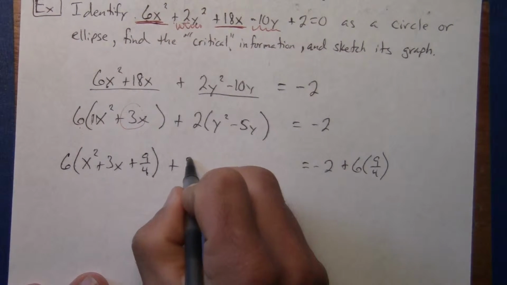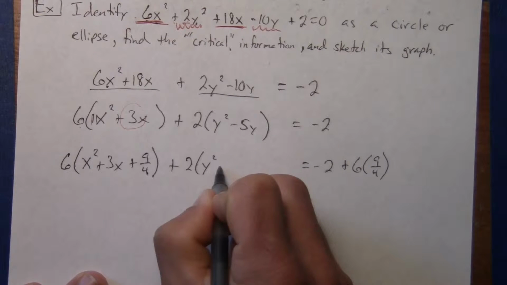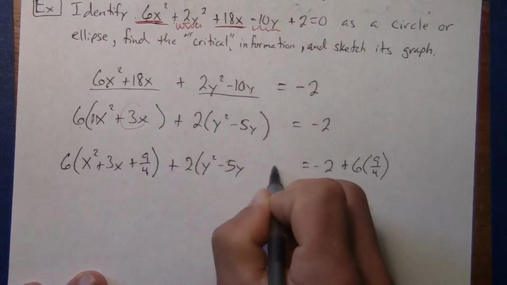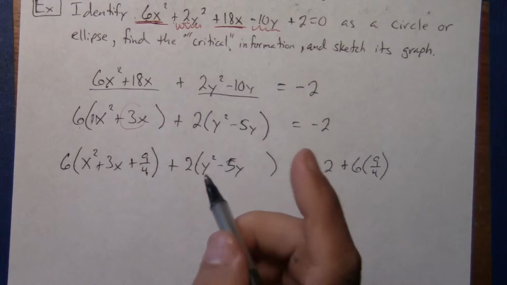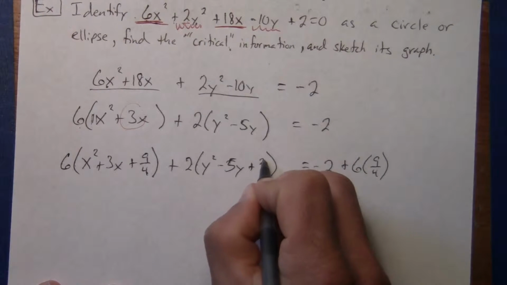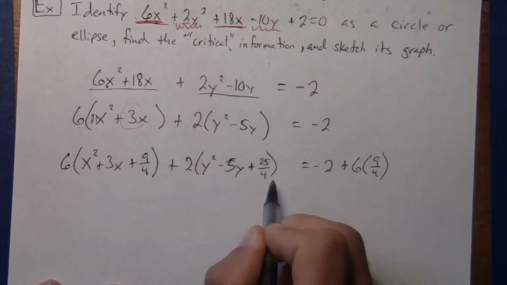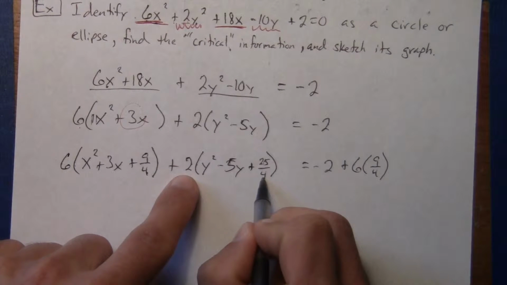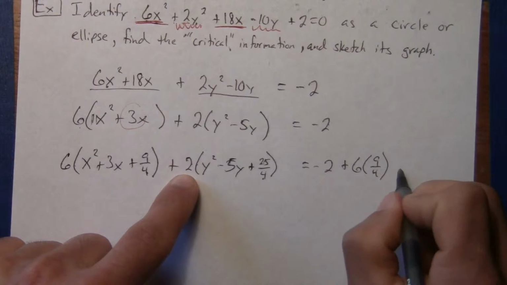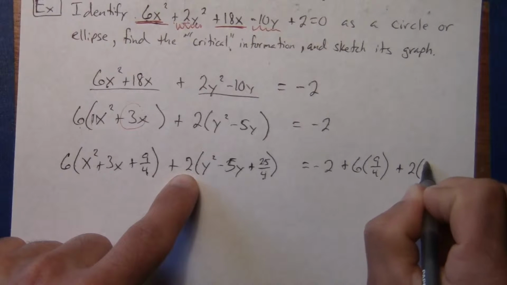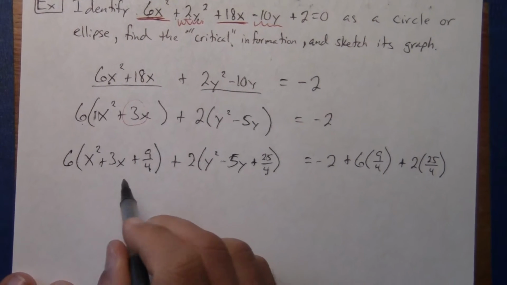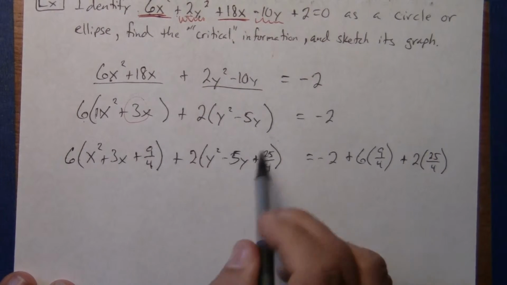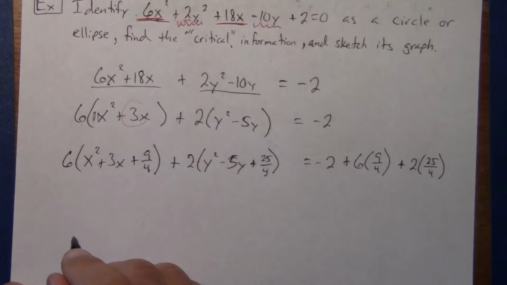Do the same thing with the y's. If you take half of the b value, that's going to give you 5 over 2. Think of it as a fraction. 5 over 2 squared, if I square them both, is going to give me 25/4. I'm adding it in parentheses. Technically I'm adding 2 times that. So it's 2 times 25/4. And now these should be perfect squares. I should be able to complete the square with them.